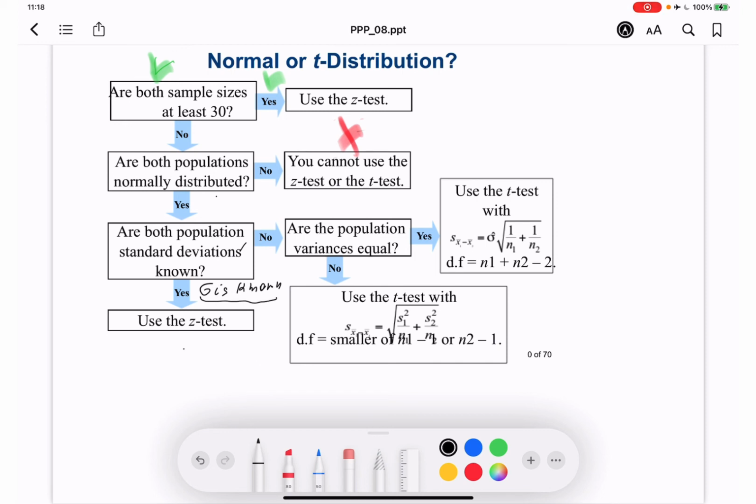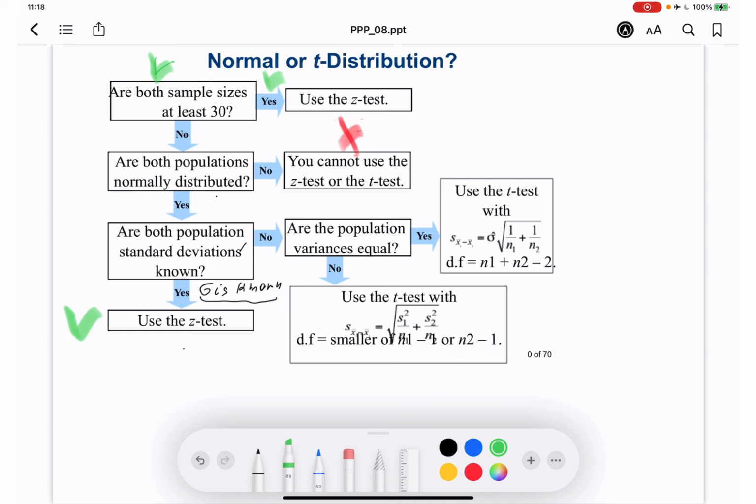So here is the conclusion. Look at sigma. If sigma is given, then that's it. Forget about it, you don't even care what size the sample size is. So we are using z-score, period. That's going to be our approach.